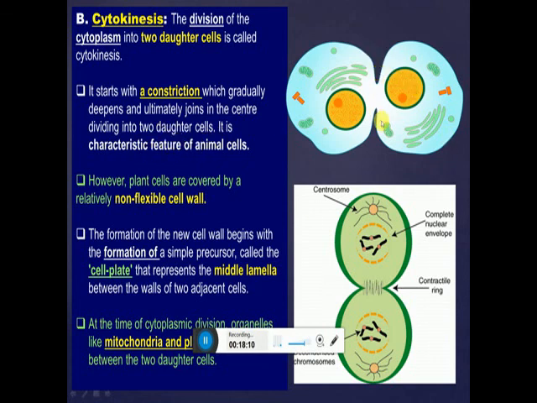You can see in the figure, this is the constriction which deepens and deepens. Finally they separate into two cells. This constriction appears at the middle, and this is found in the animal cell. However, in the plant cell, they are covered by a relatively non-flexible cell wall. A different thing is formed between the two cells, that is the cell wall. The formation of the new cell wall begins with the formation of a simple precursor called the cell plate, which represents the middle lamella between the walls of the two adjacent cells. At the time of cytoplasmic division, organelles like mitochondria and plastids get distributed between the two daughter cells.